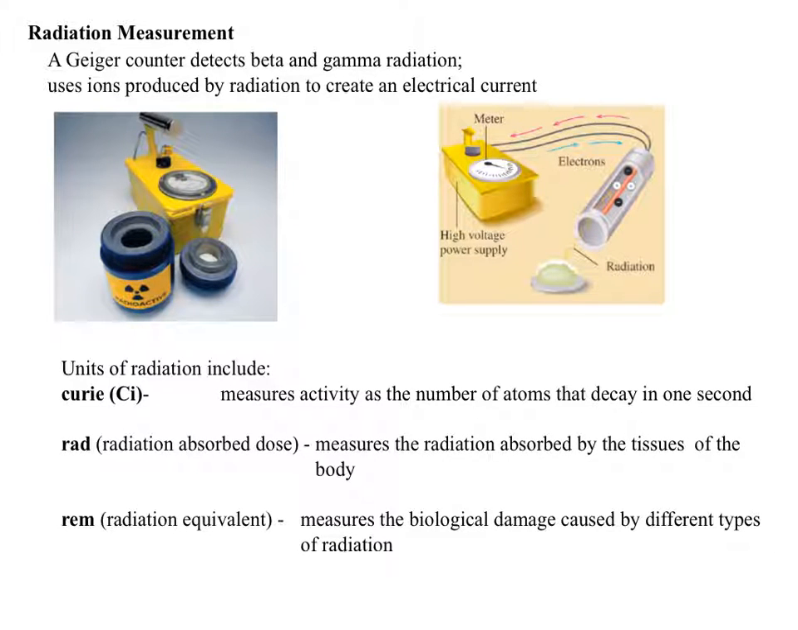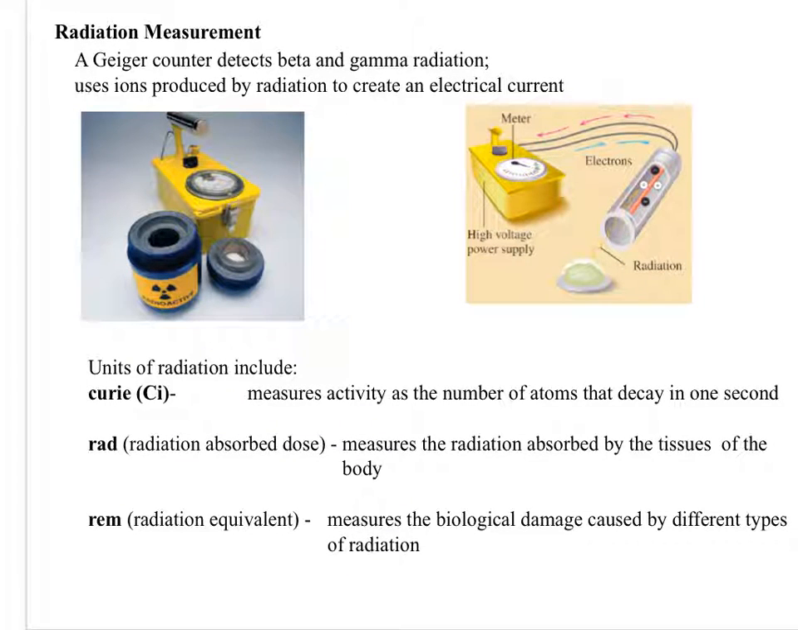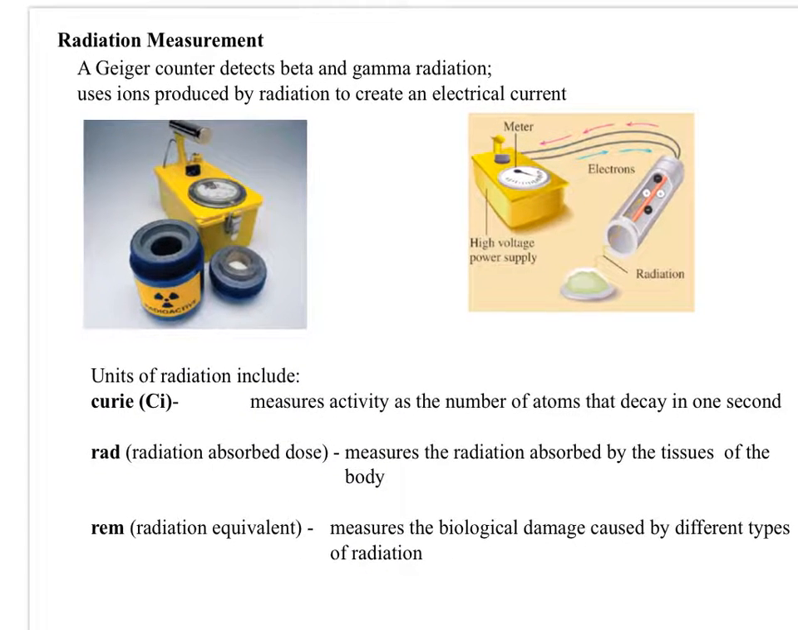So how do we measure radiation? Well, we use a Geiger counter. A Geiger counter uses ions that are produced by radiation to create an electrical current. Some of the radiation units that a Geiger counter would measure, for instance, length is measured in meters, as we know, and many other units. But for radiation, we measure it in Curie. You know who that might stand for? Madame Curie. That's a whole history lesson in itself. Anyways, so the Curie is one of the radiation units.